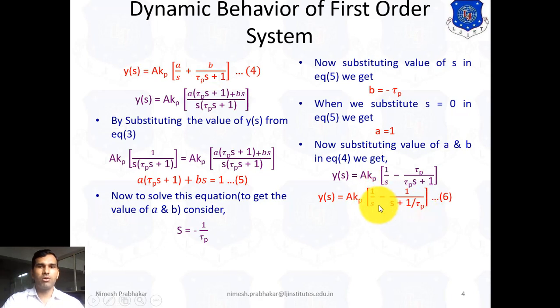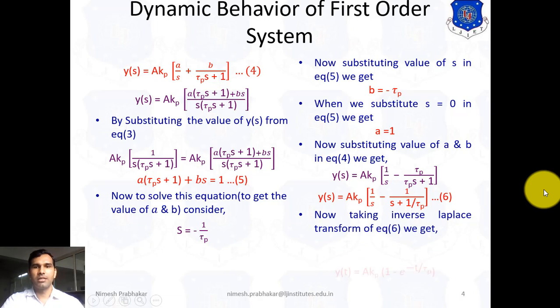We know the inverse Laplace transform of 1 upon s is nothing but 1, and the inverse Laplace transform of the other term is e raised to minus t upon tau_p. So we can write this equation with A K_p common, times 1 minus e raised to minus t upon tau_p. This is the inverse Laplace transform, the response of the first order system.